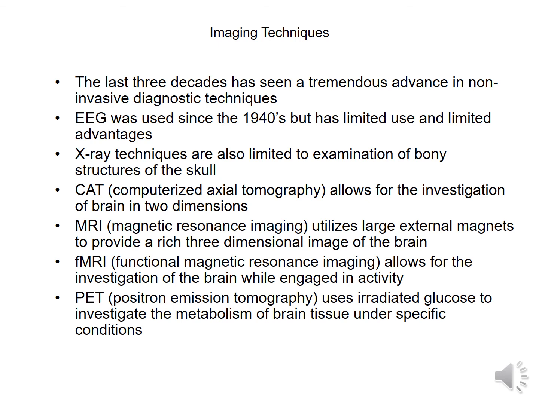CAT scans, computerized axial tomography, allow for the investigation of the brain and give you a great two-dimensional picture. They're not nearly as expensive as the remaining techniques. The MRI, magnetic resonance imaging, uses external magnets to provide a three-dimensional picture of the brain by polarizing the hemoglobin in the cells. If you've ever seen an MRI, they give great detail, and a functional MRI does the same thing, but it typically does it during an activity like a mental activity.